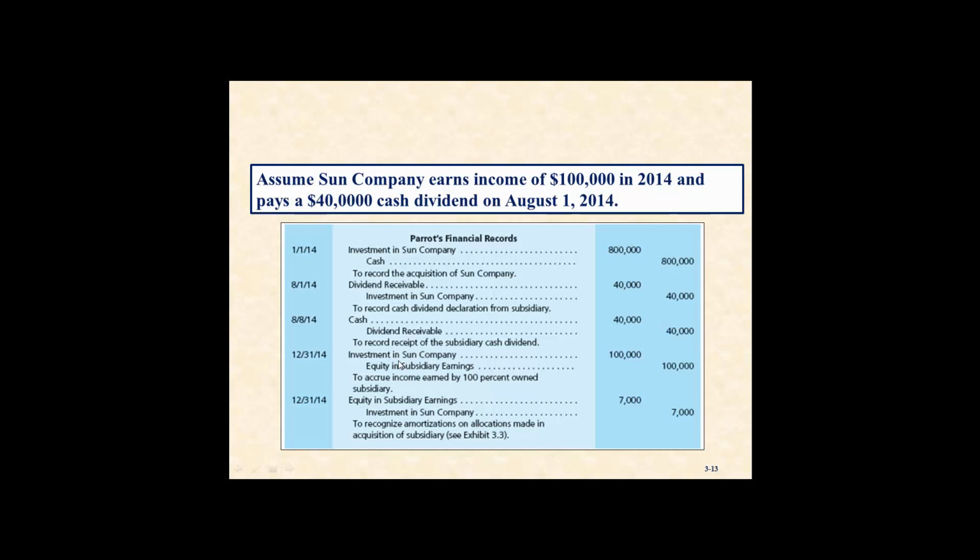Then on 12/31, you recognize the $100,000 in income: debit Investment in Sun Company, credit Equity in Subsidiary Earnings. And you're accruing 100% because we own 100%. In the first chapter, we accrued a portion of it because we only owned a portion. Then debit Equity in Subsidiary Earnings, 7,000, and credit the investment account. So this is to recognize the amortization. You reduce the equity in subsidiary earnings and you reduce the investment account.